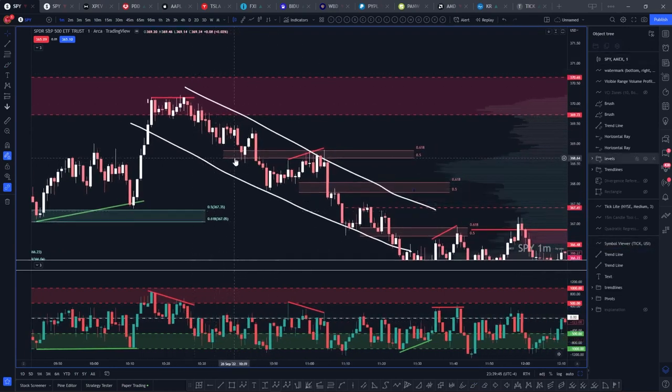So I just did some simple retracements from our high to our most recent low, and that gives us our 0.618 to 0.5, and that is our resistance in this reflexive move up that we have.